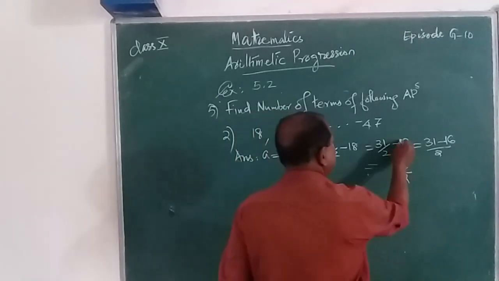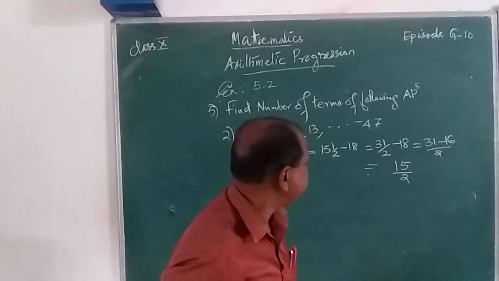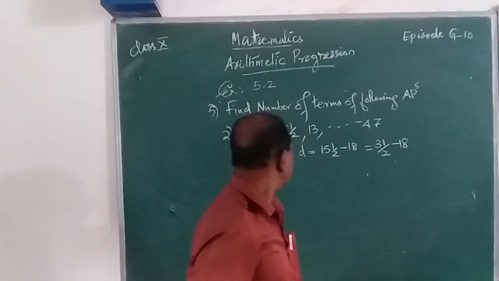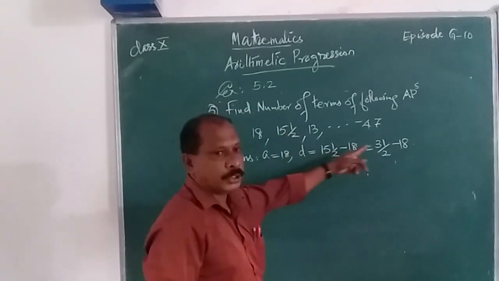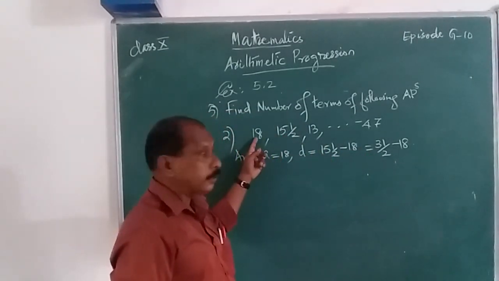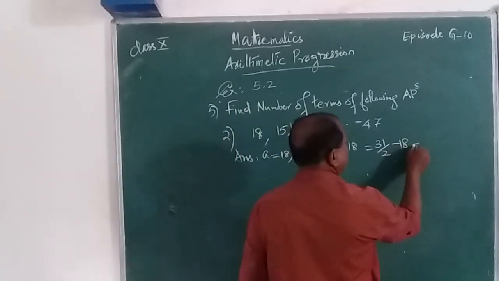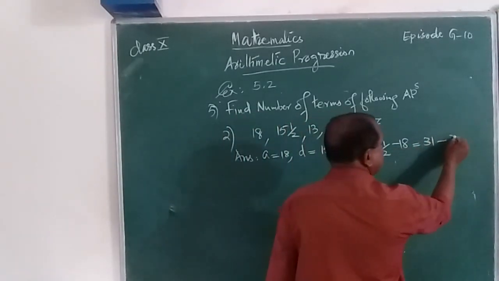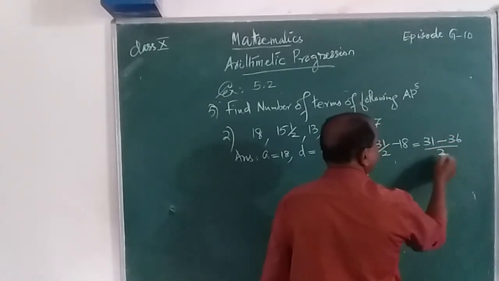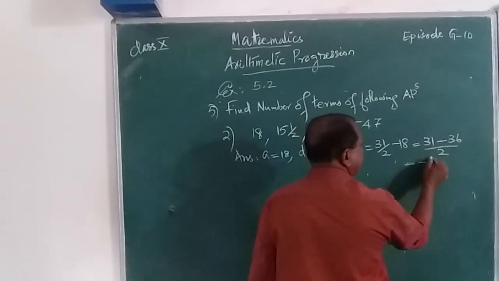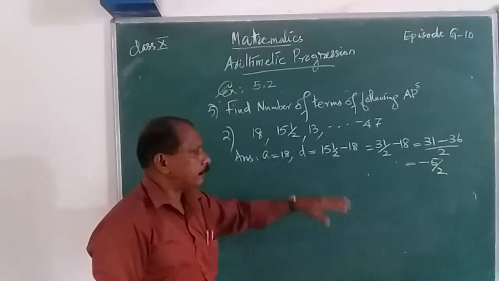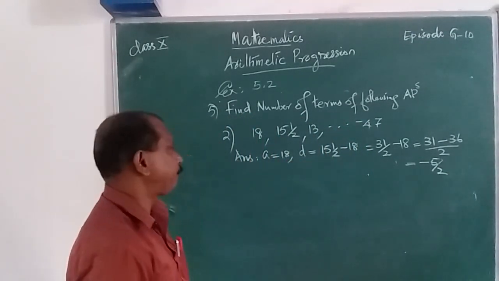Oh, it is 80. That means it is negative 15 and a half divided by 2 minus, not 80, is 80. Therefore, D is equal to 31 minus 18 into 36 divided by 2. 31 minus 36, that is minus 22. Therefore D is minus 5 by 2.